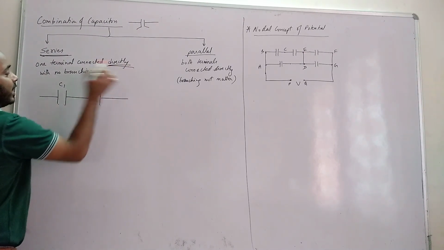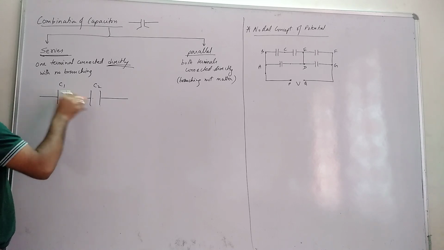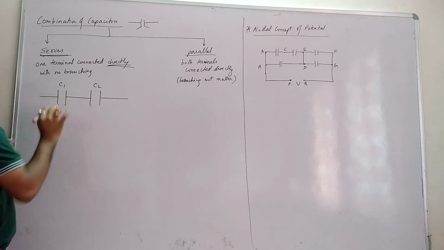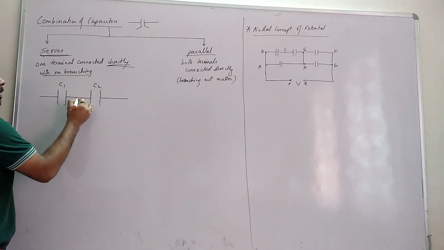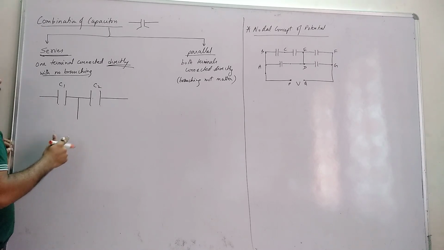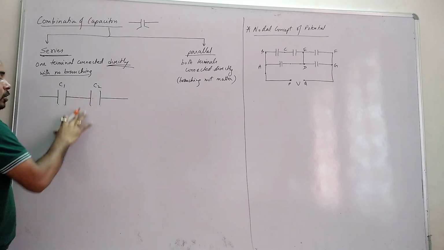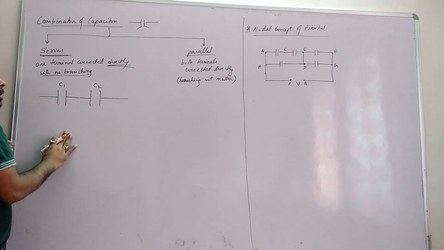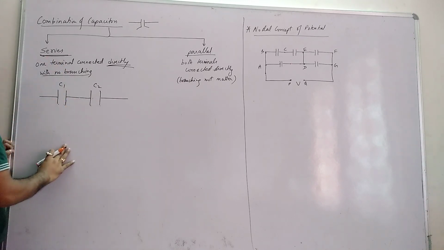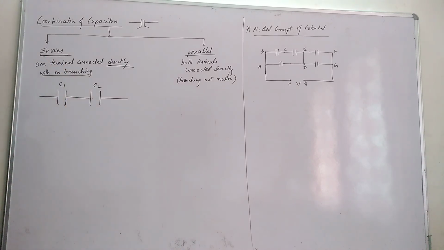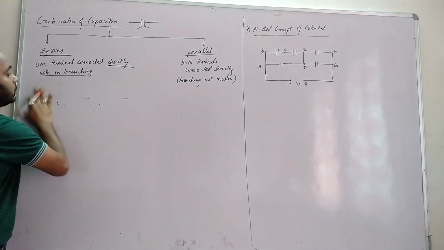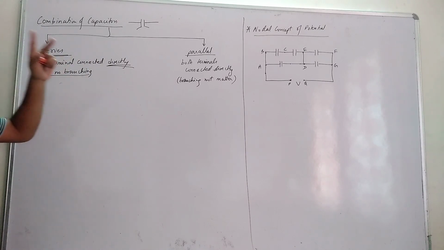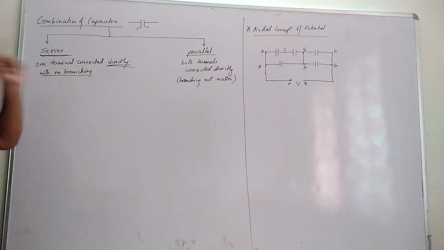What is the meaning of directly? Directly means only a wire should be there between them. There should not be an ammeter or voltmeter, nothing else. And no branching. Branching means another wire is connected there. It is only a wire connected directly, and there cannot be anything else in between. Then these two capacitors are in series combination. So understand: one terminal out of two is connected directly, meaning only a wire is there.